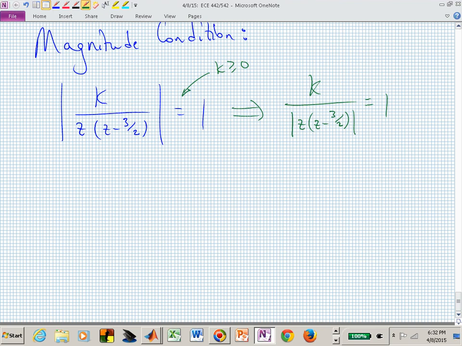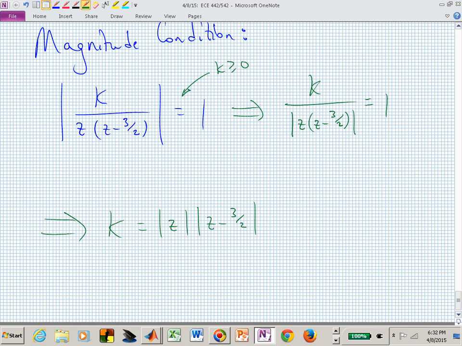Now, the magnitude of the product is equal to the product of the magnitudes. Meaning I can now solve this for k, and k is now equal to the magnitude of z and the magnitude of this other factor, z minus 3 halves. Just solving that for k. And now I have a formula for k. And I can evaluate that along that line segment that I know the root locus belongs to, and I can find the k at any point along that line segment.